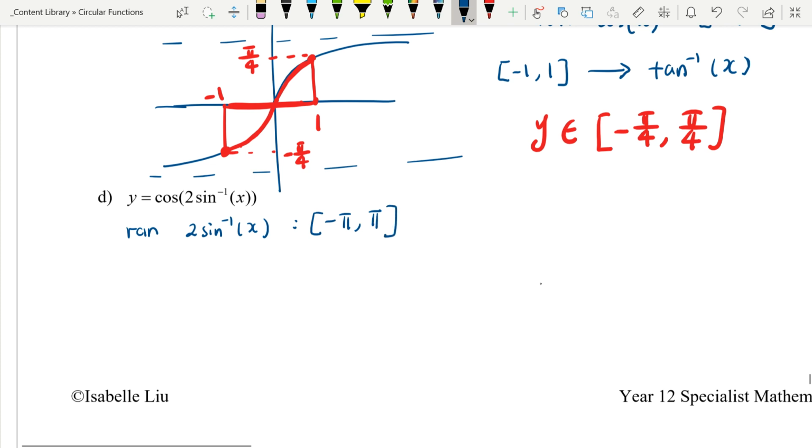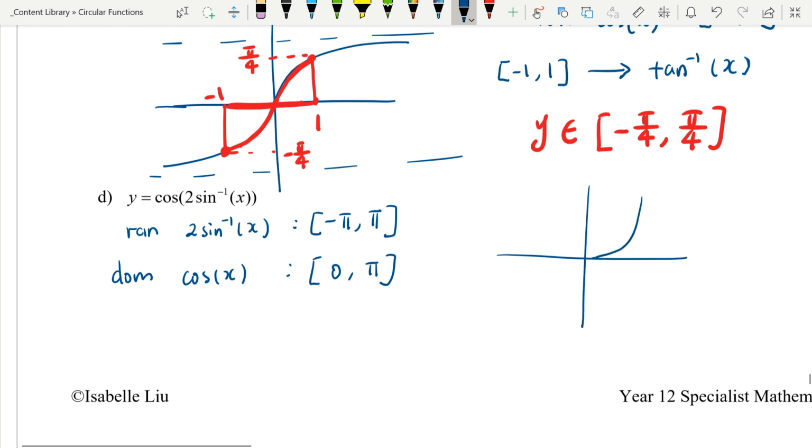Okay, can I put negative pi to pi into a cos function? What's the domain for cos? 0 to pi. So what happened? You need to restrict it.